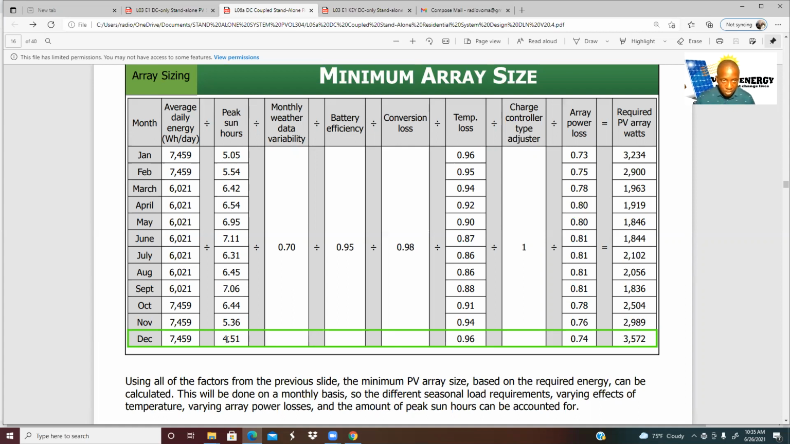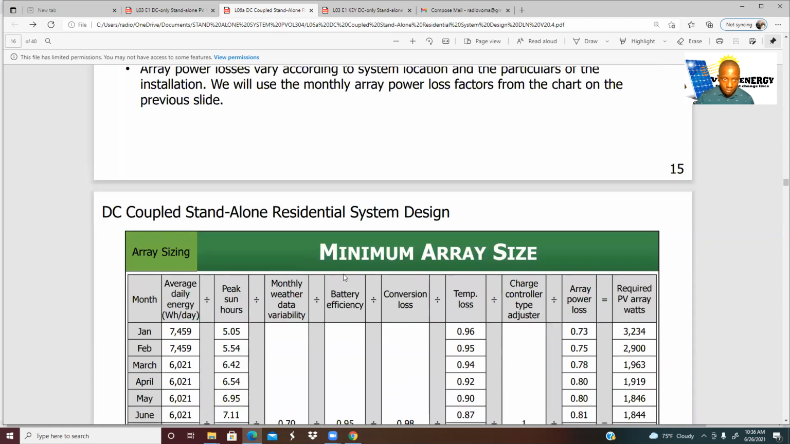Very important information. This information, the monthly weather data variables, you're going to add that in the chat. The battery efficiency, you're going to get that information. The conversion losses, you're going to get that too. That is the information you get. But they're showing you the required PV array watts for your system here per month.